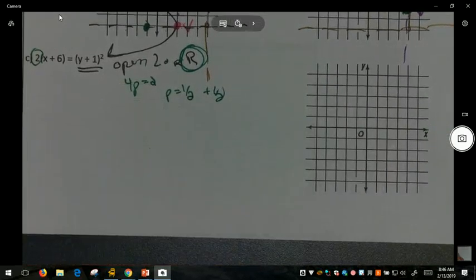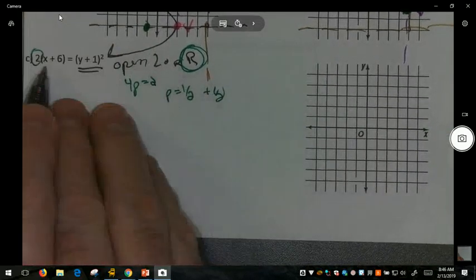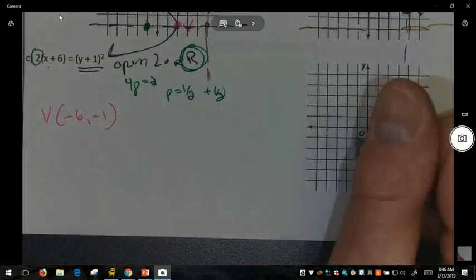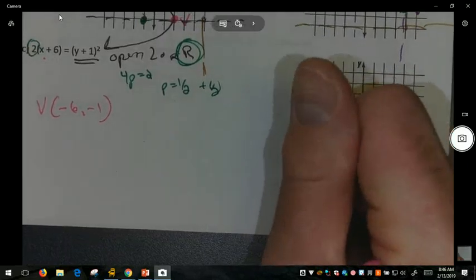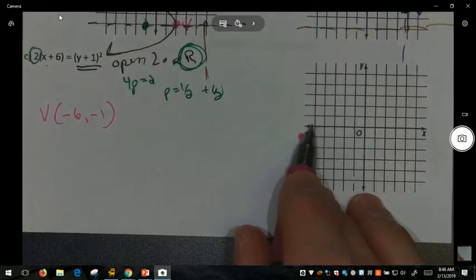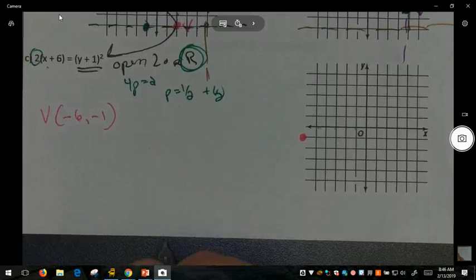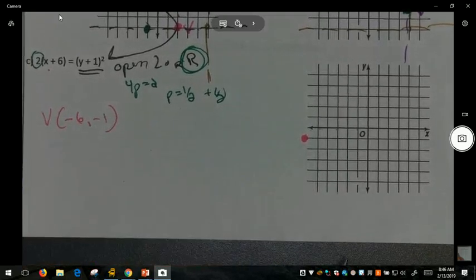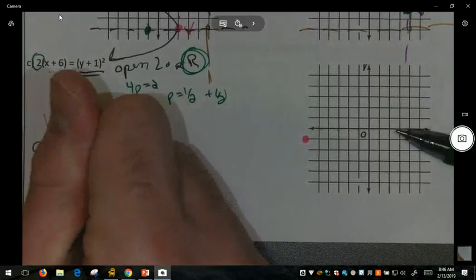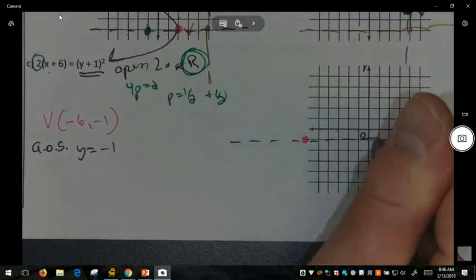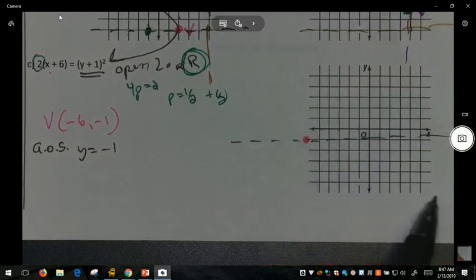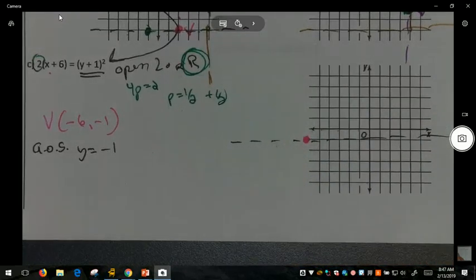Our vertex is negative 6, negative 1. 1, 2, 3, 4, 5, 6. Negative 1 would be right here. And then our axis of symmetry will be a y equals equation, y equals negative 1. Go right through our vertex and cut our parabola in half. We're expecting this parabola to open to the right. And so this will cut that parabola perfectly in half.